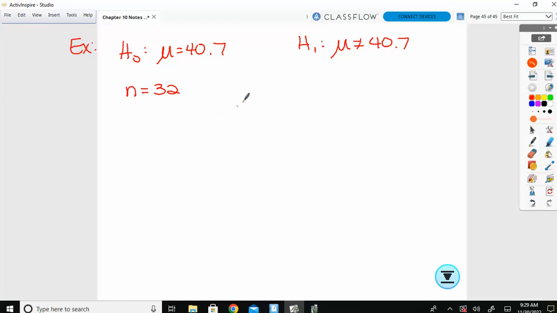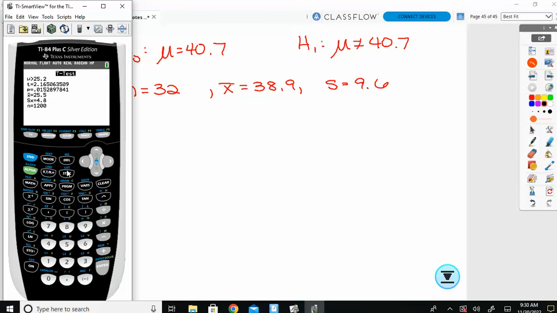She randomly selects 32 death row inmates and finds that their mean age is 38.9 with a standard deviation of 9.6. Okay, so let's decide if we would reject or fail to reject this. I didn't tell you that it was normally distributed. Would we have to? No, because n is bigger than 30. So my criteria is met. We're good there. This would be one where I would just expect you to do it on a calculator.